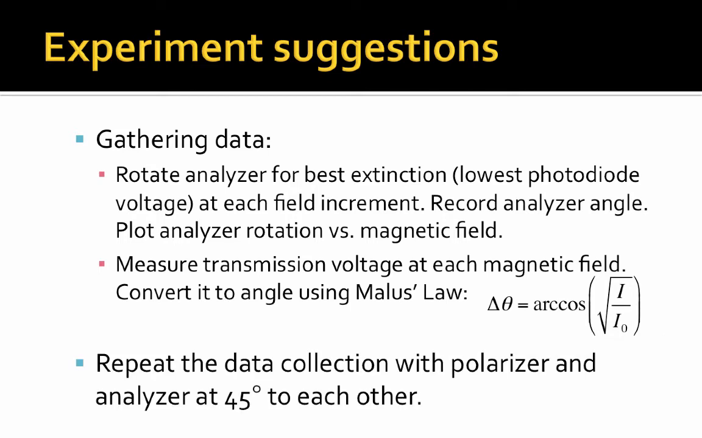For these two techniques, try it again with your polarizer and your analyzer at 45 degrees relative to each other. This gives you a photodiode signal that's not minimum, but somewhere in the middle, and your response will be a little bit different. So see which technique works best and gives you the best result.